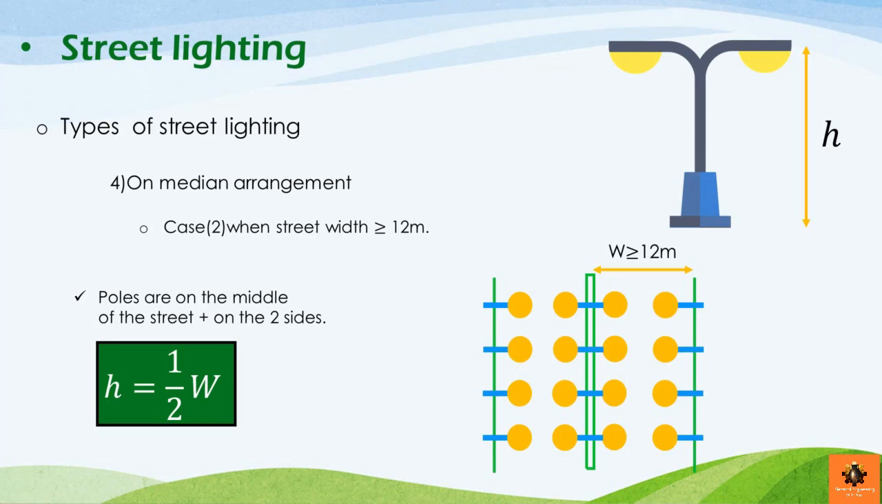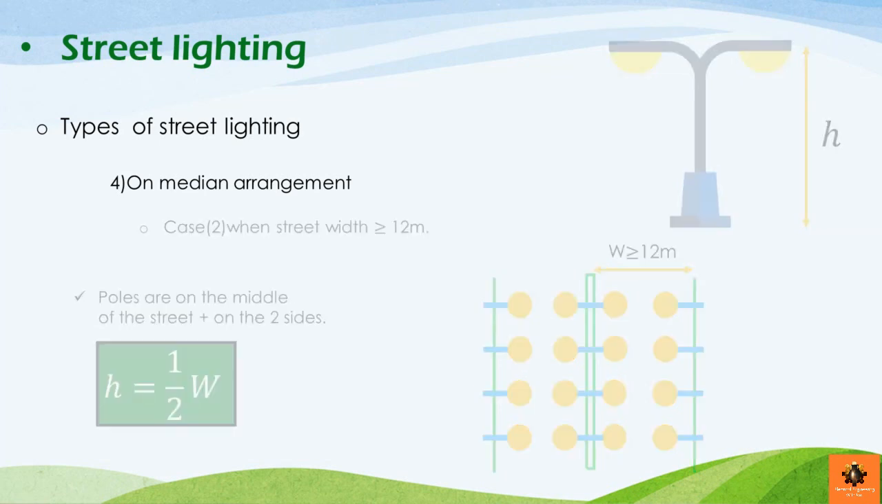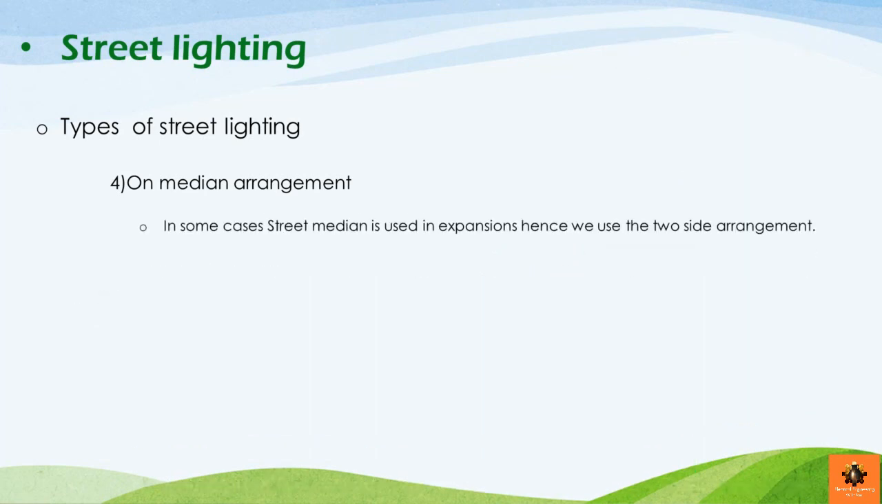But you know, this method of arrangement has some important notes. Here the first note is that in some cases, although we have a median on the street or we have an island, we don't use the median arrangement. This is because in some cases the median is used for some extensions on the street width.